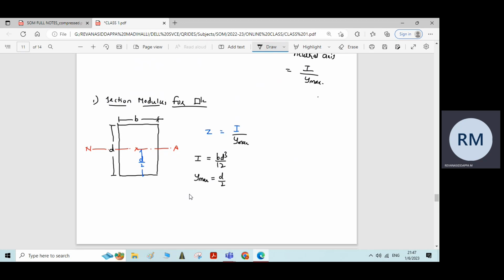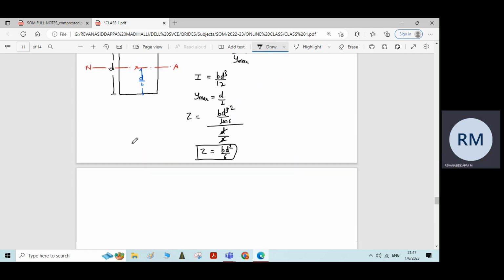Substituting in this section modulus equation, we get b d cube by 12 whole divided by d by 2. So d gets cancelled here, we will get the square, and 2 sixes are 12. Finally, we will get the formula of section modulus for the rectangular cross section as b d square by 6. Bd square by 6.